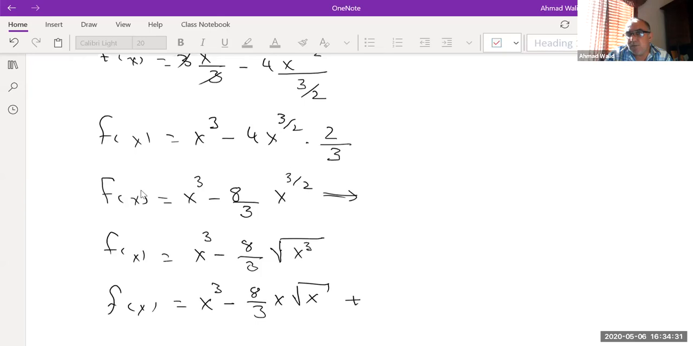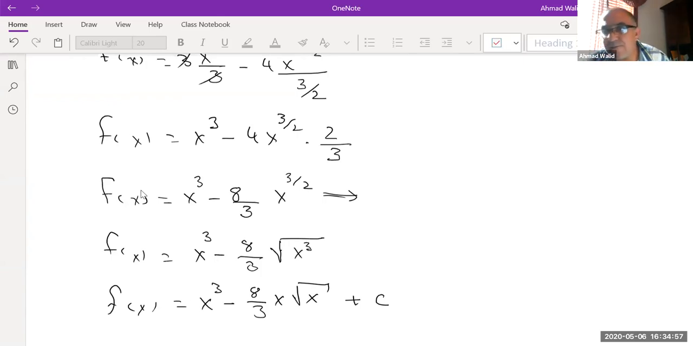But please do not forget c. Usually we don't write plus c plus c plus c here. We only write at the end, correct? Plus c. That will be the most general antiderivative of the given derivative of a function. Easy?